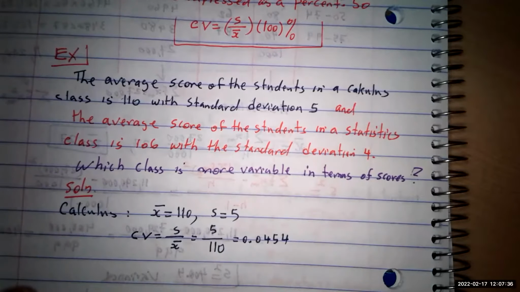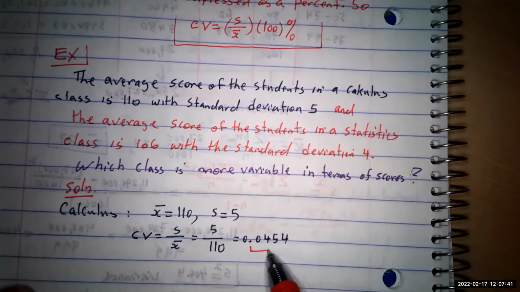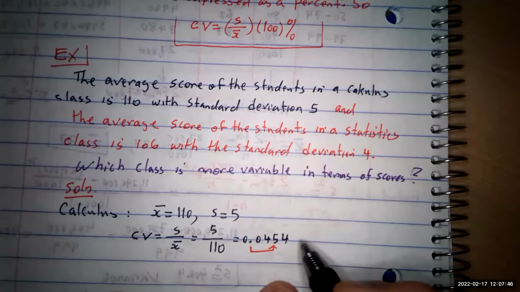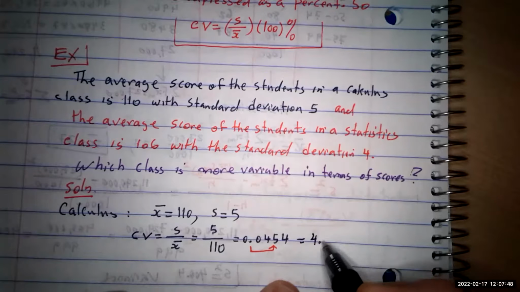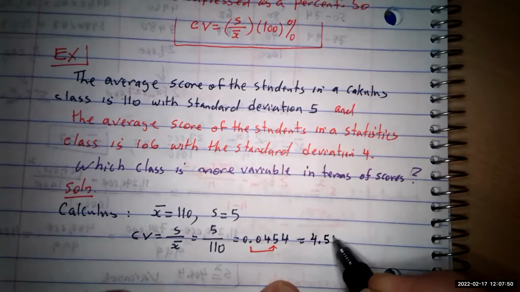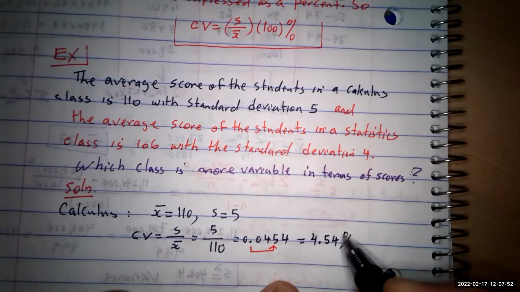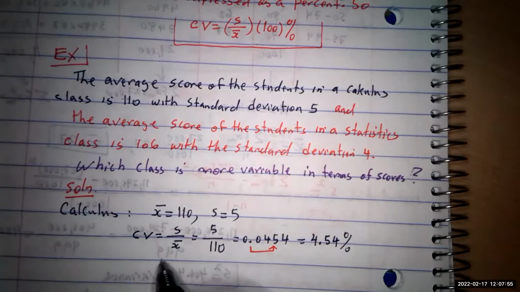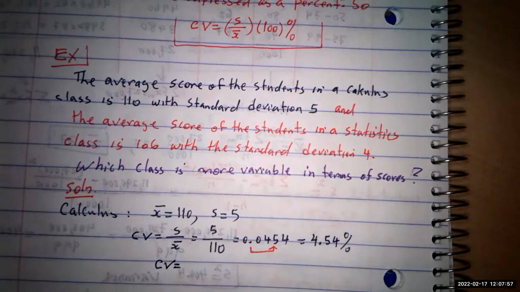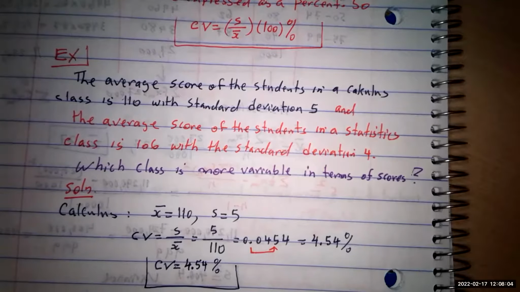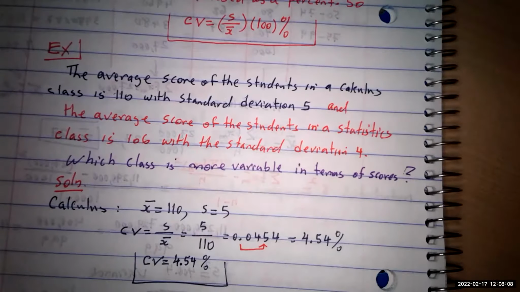But you have to change it to percent, remember. You move the decimal point twice to the right, so this would be 4.54%. This is going to be the variation of the calculus class, 4.54%. Okay, that would be calculus. Any question?